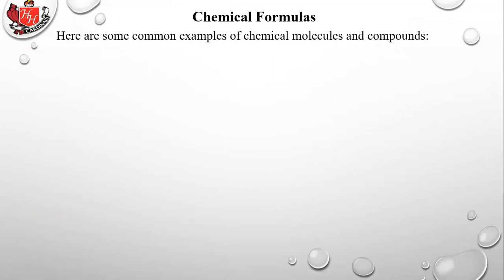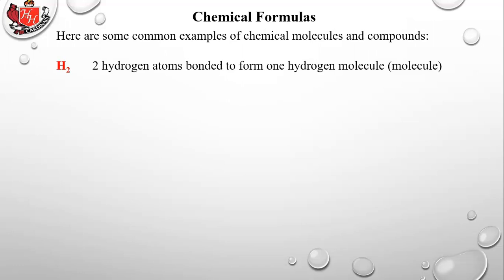Here are some common examples of chemical molecules and compounds. So H2. What does H2 mean? What does that little 2 mean? It means you've taken 2 hydrogen atoms and bonded them together to form 1 hydrogen molecule. If you remember back a couple of lessons, hydrogen is one of the 7 elemental diatomic molecules. It means in nature, you don't find hydrogen atoms floating around in the atmosphere. You find them as H2 molecules. Anytime you have a hydrogen atom, it's going to look around for another hydrogen atom, and it's going to bond with it and form an H2 molecule.